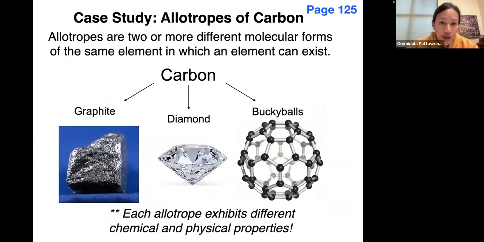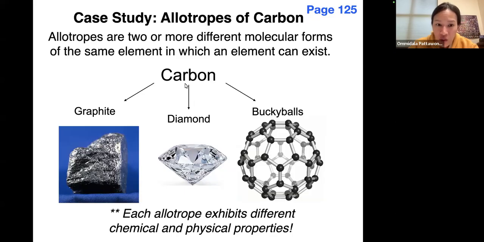The last portion of this lecture is going to be a case study where we look at how structure determines the property of a substance. I'm going to look at carbon, so we can use carbon as our case study. Carbon has different types of allotropes. What are allotropes? Allotropes are two or more different molecular forms of the same element. For example, carbon can have different forms: graphite, diamond, or buckyball. All of these are made up of just one single element, carbon.